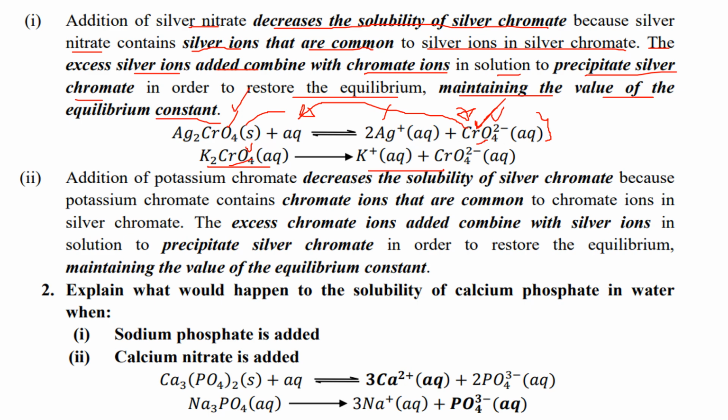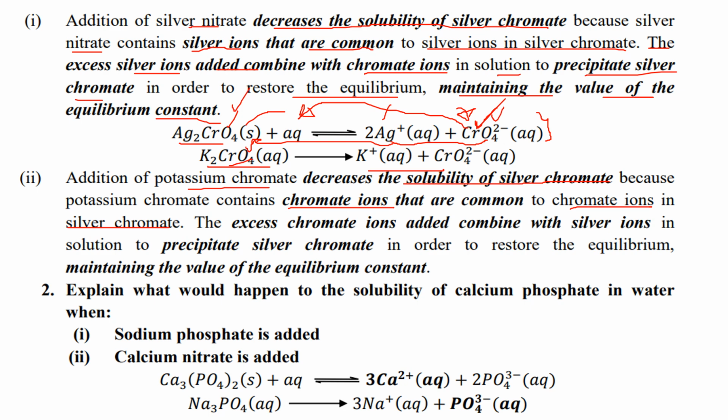That means that more of the chromates are going to react with the silver ions to form back our solid, which is precipitation of silver chromate. So also here we are reducing the solubility of our silver chromate due to the common ion effect. You are going to answer number 2 by saying addition of potassium chromate is going to decrease the solubility of silver chromate. This is because potassium chromate contains chromate ions, which are common to chromate ions in our sparingly soluble salt, which is silver chromate.